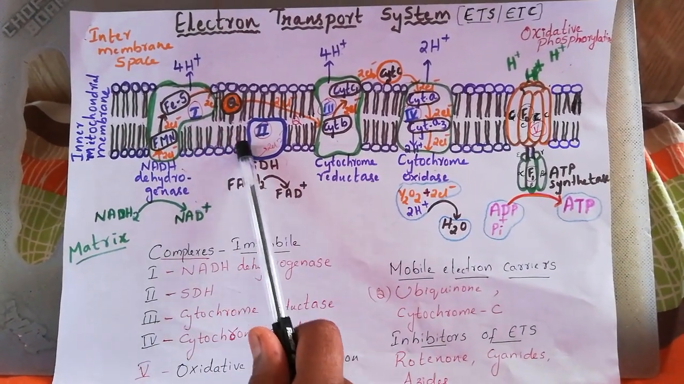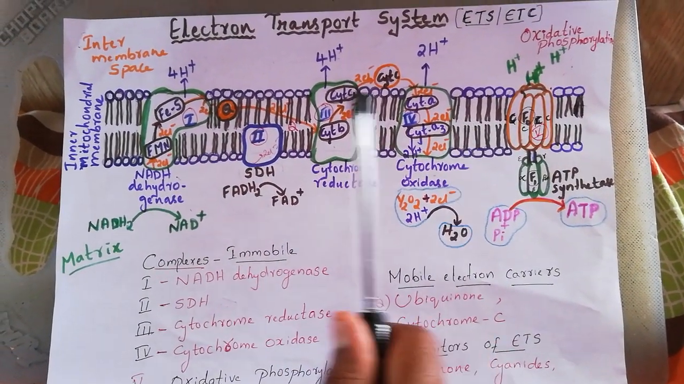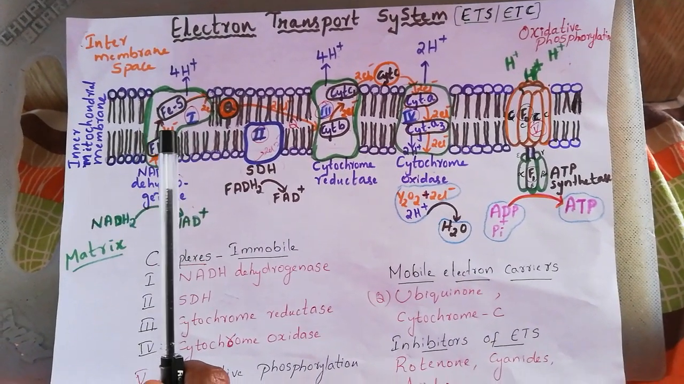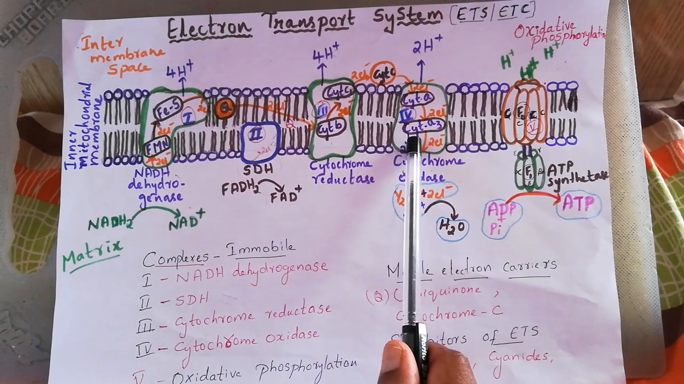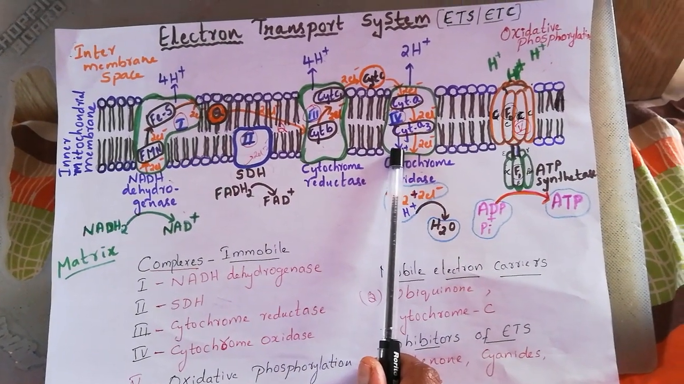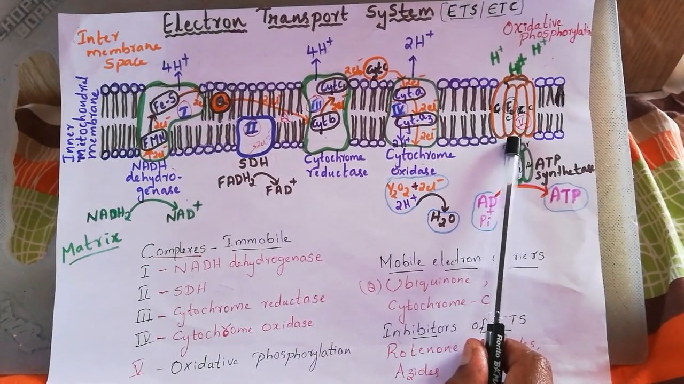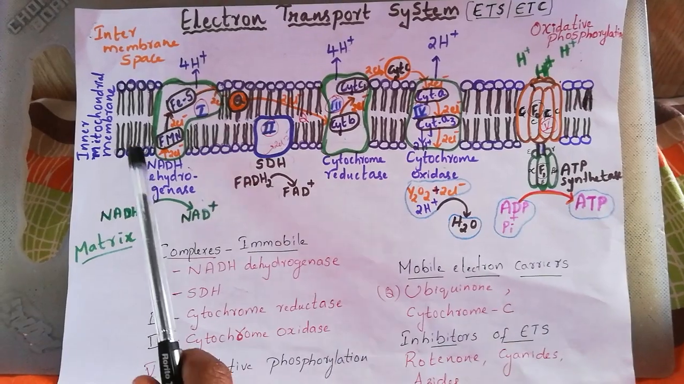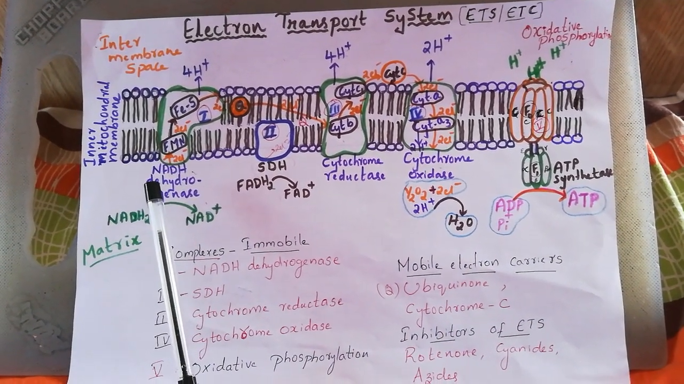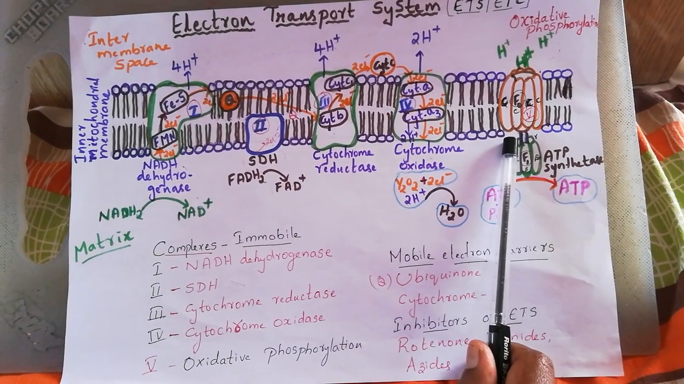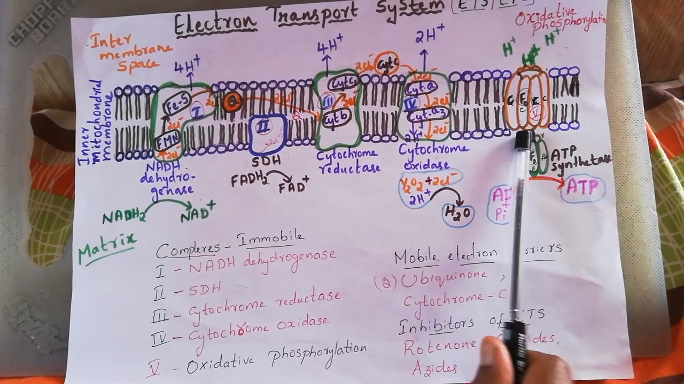Now, this electron transport system, which occurs in the inner mitochondrial membrane, has 5 complexes, of which first, second, third and fourth are involved in electron transport, whereas the fifth one is involved in oxidative phosphorylation. The first 4 complexes are only involved in electron transport. The fifth one is not involved in electron transport.